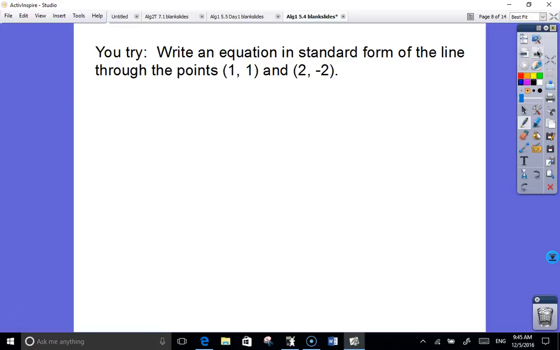What's the first thing you're going to calculate? Slope, right? But it doesn't end there, right? In the end, the directions are write the equation in standard form. So don't stop until you've done that.